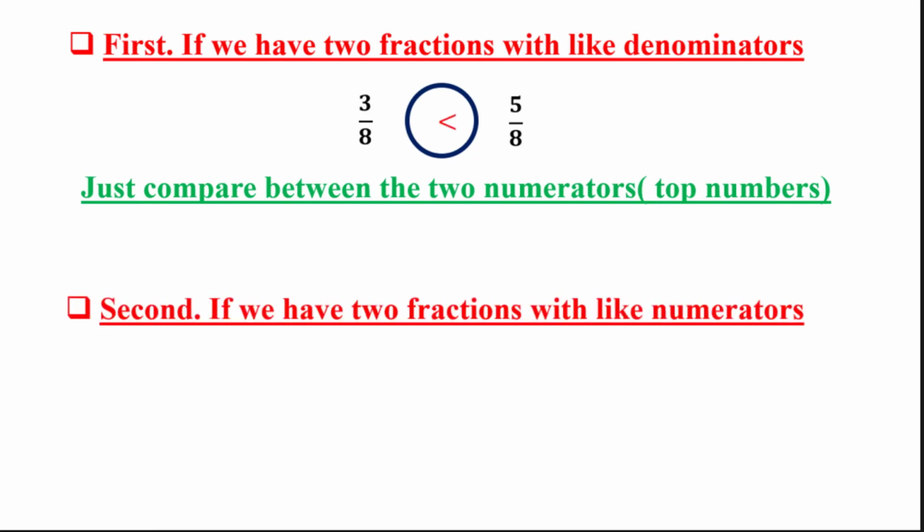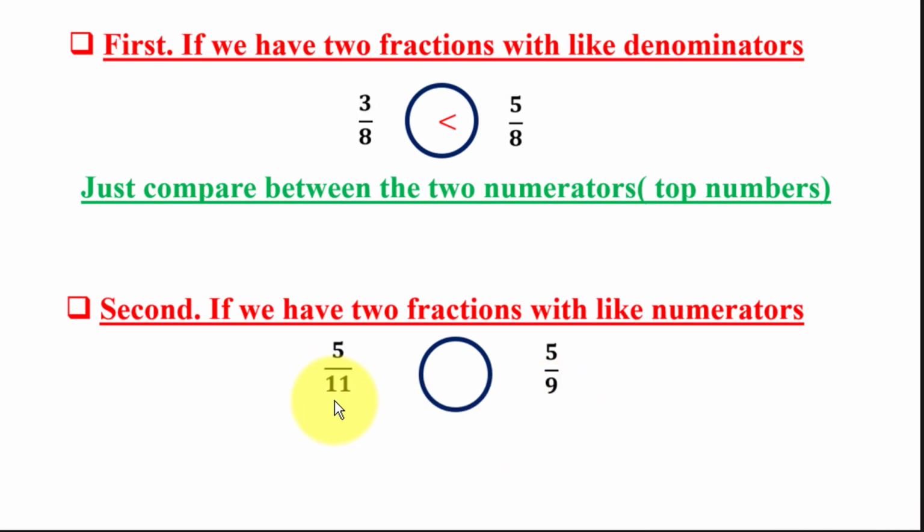Second, if we have two fractions with like numerators, like 5 over 11 and 5 over 9, we have two fractions with the same numerator, 5 and 5. So to compare between them and determine the greater one or the smaller one, the greater fraction is the fraction with the smaller denominator, which is 9 here.